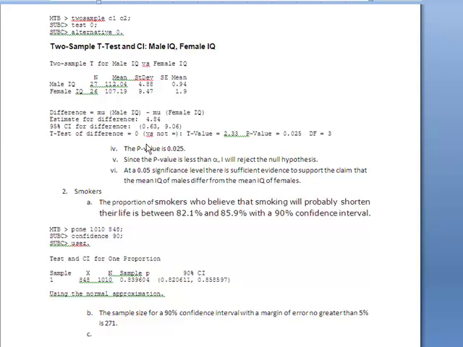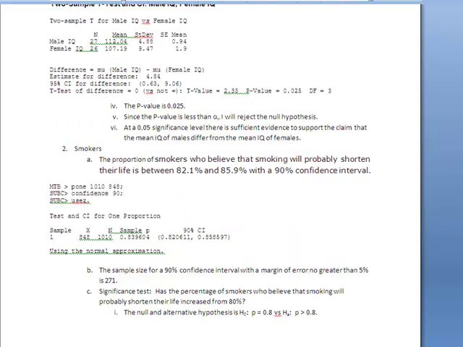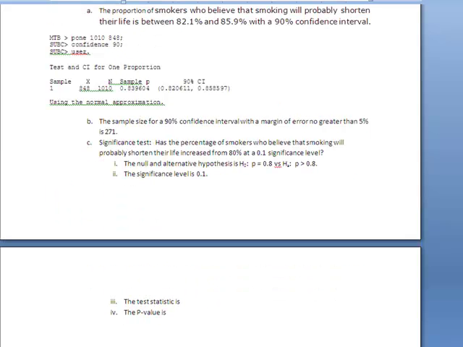Now we're ready to do the hypothesis test. So here we want to test: has the percentage of smokers who believe that smoking will probably shorten their life increased from 80%? So we write the null and alternative hypotheses: that our proportion is 80% versus that it's increased from 80%. Now, we have to have a significance level, so I'll make one up. Let's say 0.1. So there we write in the significance level.